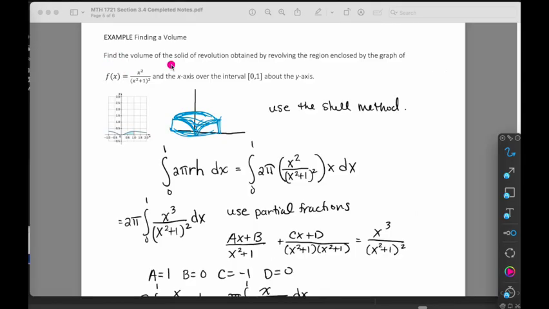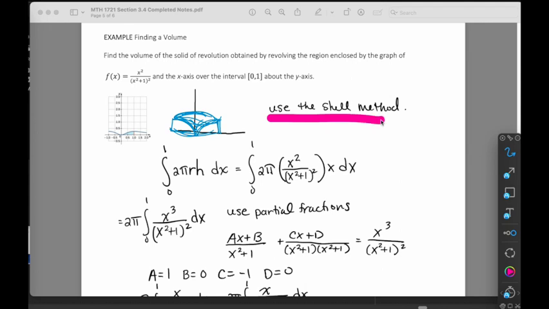So we're going to find the volume of the solid of revolution obtained by revolving the region enclosed by the graph of the function x squared over x squared plus 1 squared, enclosed with the x-axis over the interval from 0 to 1, and we're going to spin it about the y-axis. So we're going to spin it this way. It's going to create a shape that looks kind of like a cylinder with a dip in it. Sorry, I'm not the best artist.